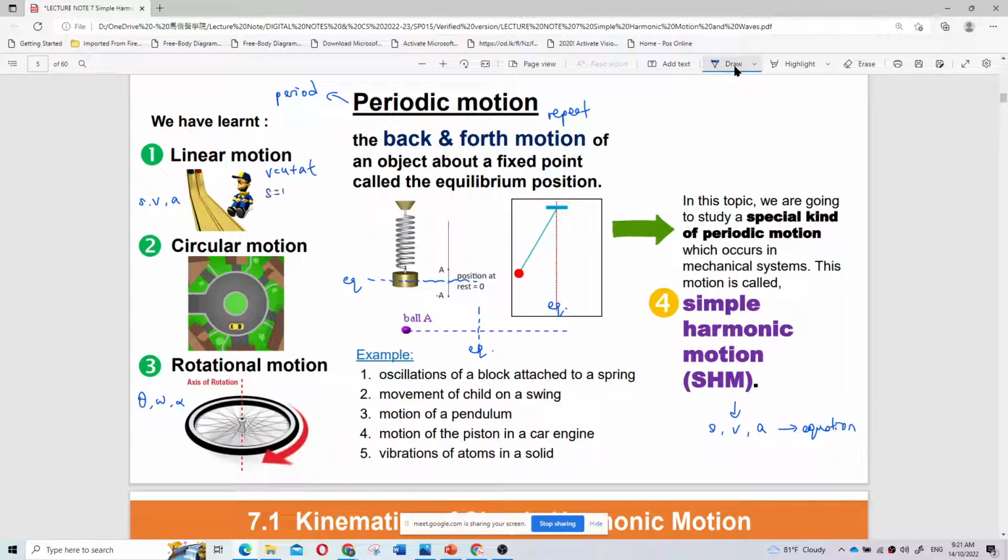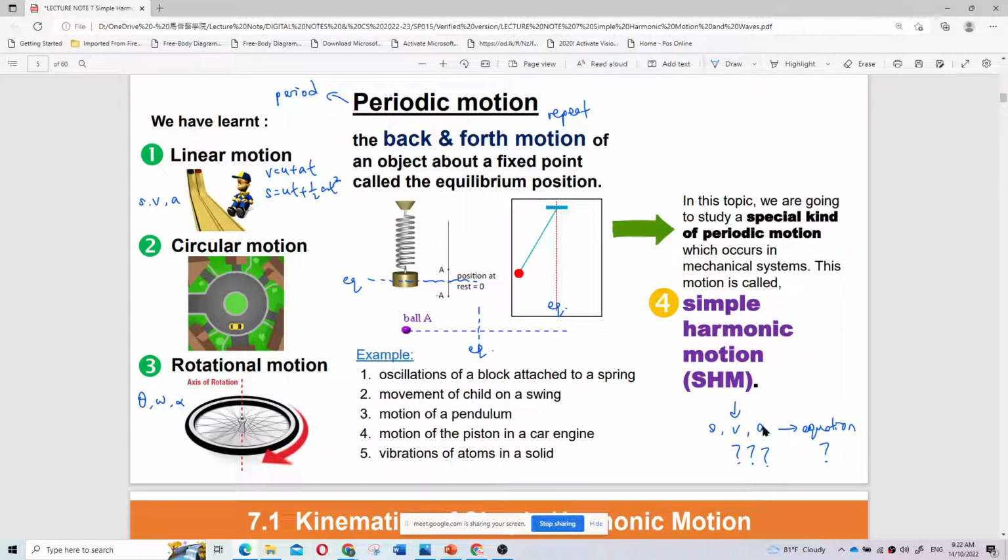S equal to ut plus half at square. But what about simple harmonic motion? What is the equation? What is the equation for displacement, velocity, acceleration in simple harmonic motion? So that's what we're going to learn today.